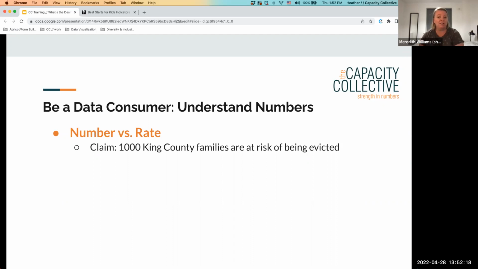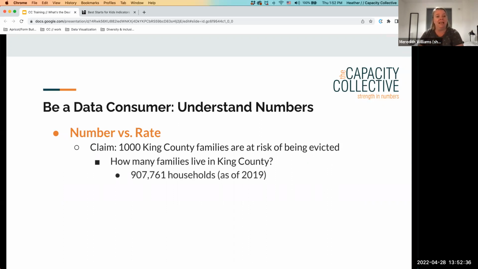But we are smart consumers of data and we're curious. So we say, okay, what does that mean, 1,000 families? The first thing I would want to know is, well, how many families live in King County? So how can I understand this number? So I did a quick Google search. And as of 2019, there were over 900,000 households.